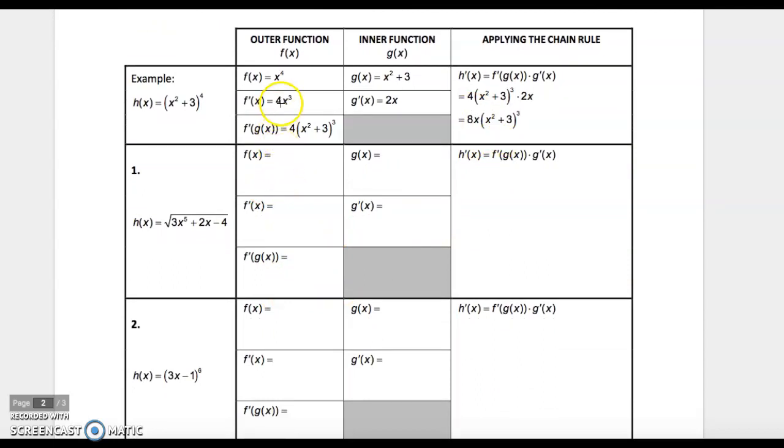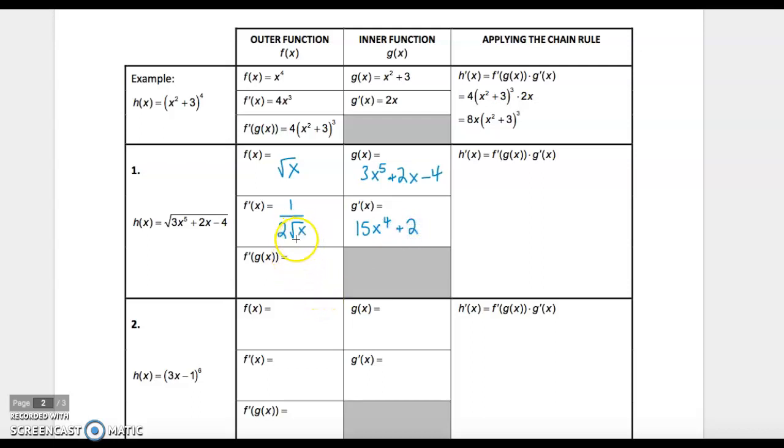So in this scenario, our outer function, which is f of x, would just be the square root of x. That derivative is 1 over 2 square root of x. And then our g of x function would be 3x to the 5th plus 2x minus 4. This is our inner function. And then the derivative of g would be 15x to the 4th plus 2.